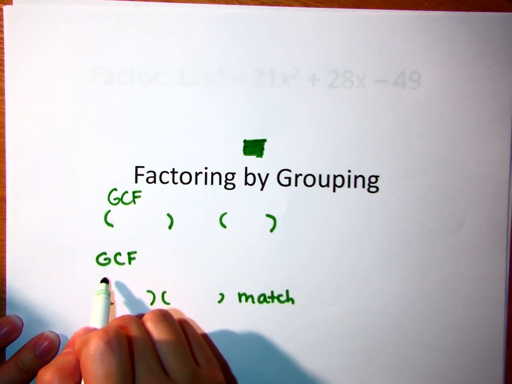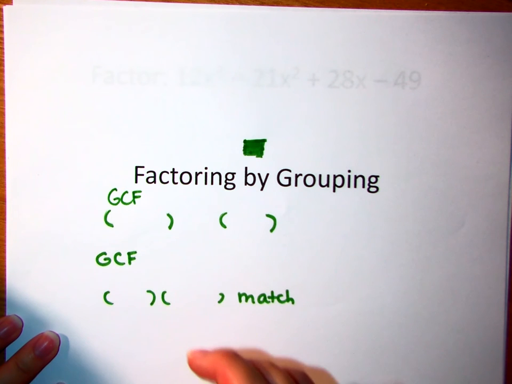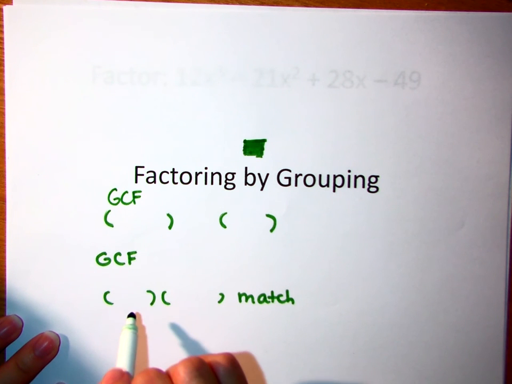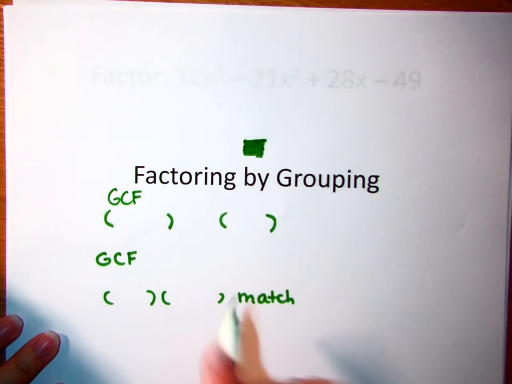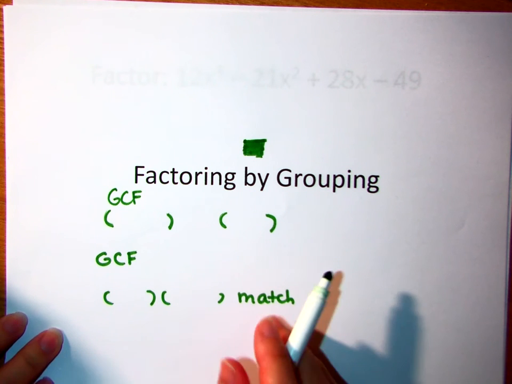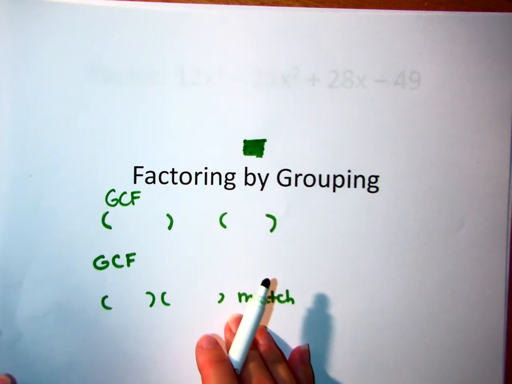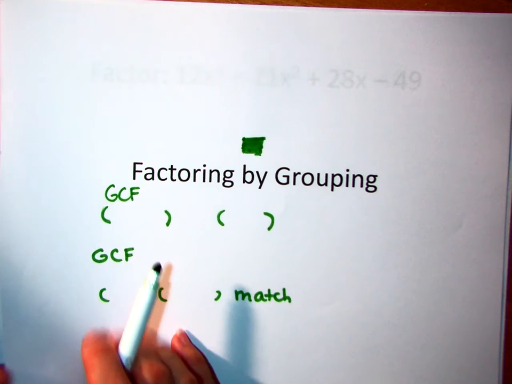and look for a GCF that you can pull out of those things that are grouped in the parentheses. You pull a GCF out, and then what you're looking at is to see if the parentheses that remains matches. If it does match, then you're just going to finish up the problem by writing a set of factors.